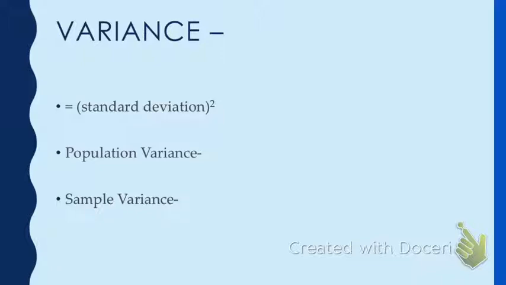The third and last measure of variation, so we've learned range, standard deviation, and variance. Variance is just standard deviation squared. So you're going to take your standard deviation and you're going to square it. Nothing fancy about it. Population variance is sigma squared, and then sample variance is s squared.